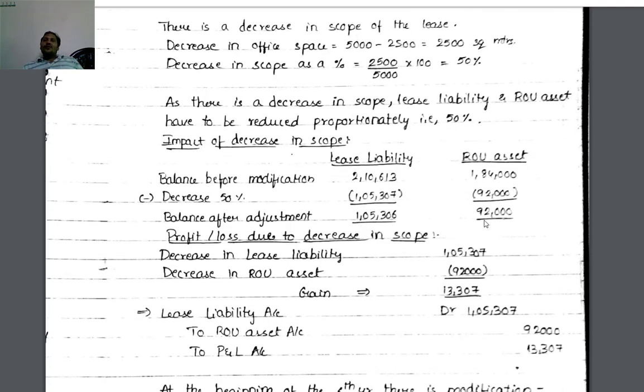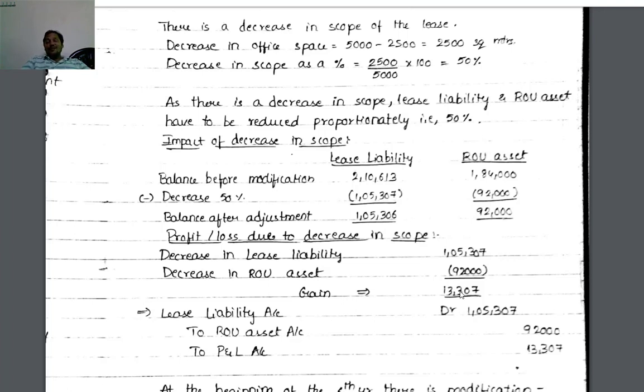Now, due to this decrease, liability reduces by 1,05,307. ROU asset reduces by 92,000. The difference is 13,307, a net decrease in the liability. That is a gain for us. Then the entry: lease liability account debit 1,05,307 to ROU asset account 92,000 and to P&L account 13,307. So the decrease in scope we have accounted for.